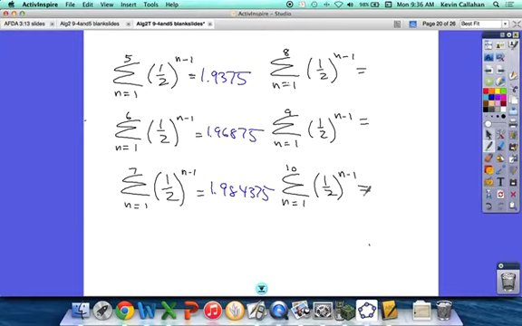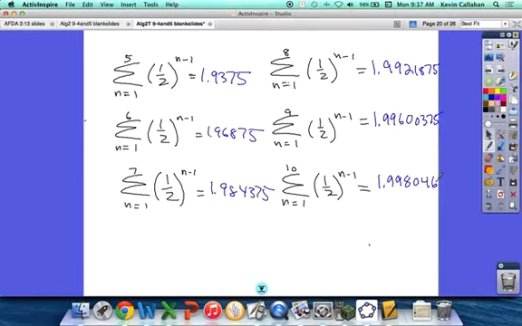Okay, what do you get for this one? What is the 8? 1.99211875. Right, the next one when you go to 9, 1.99609375. What about the next one? 1.998046875, etc. What does it look like these numbers are doing?